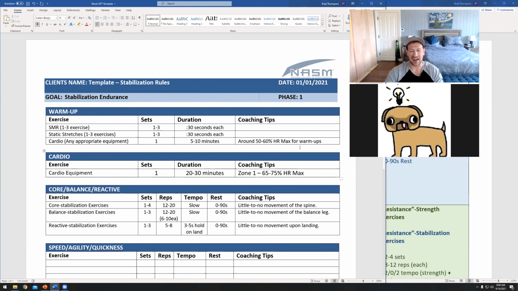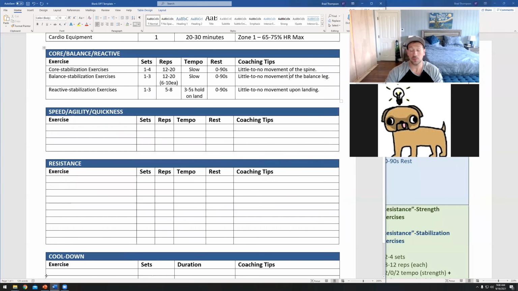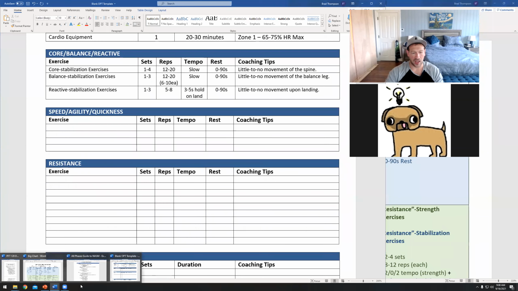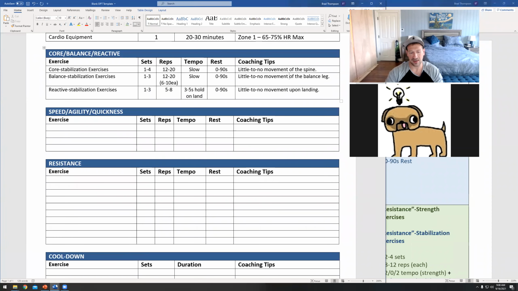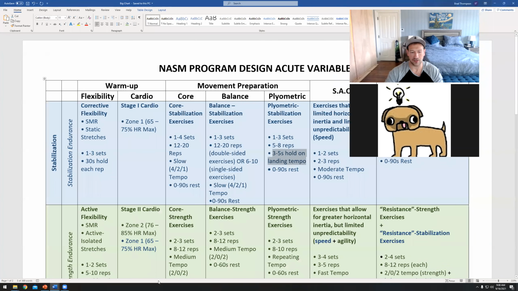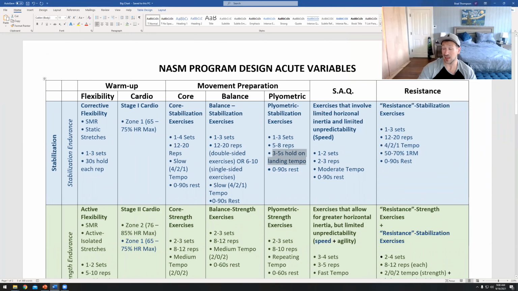Got it. All right, so now for speed, agility, and quickness, right? Now for your speed, agility, and quickness, for clients in the stabilization level, our rules are a little bit different, right? We're going to tap into our stabilization tool bag here, which is not a very big tool bag. It's really just going to be exercises that involve limited horizontal inertia and limited unpredictability. So that's going to be about 1 to 2 sets of 2 to 3 repetitions at a moderate tempo.